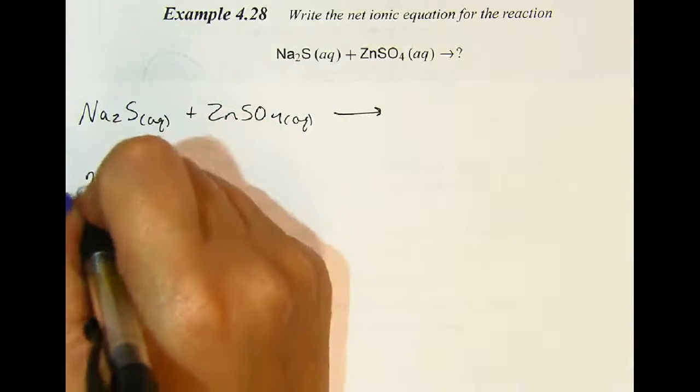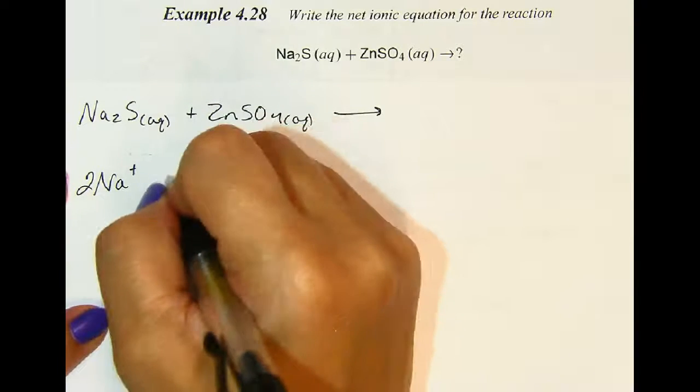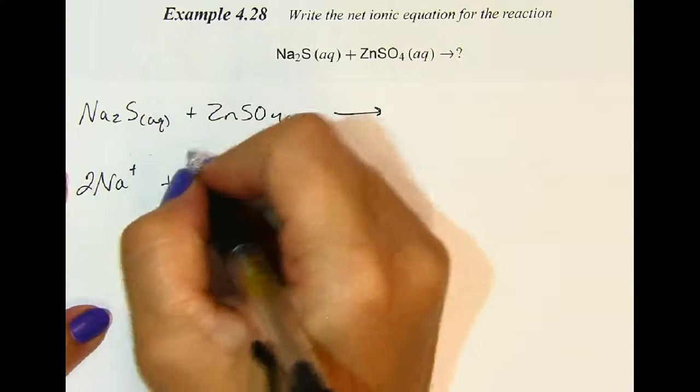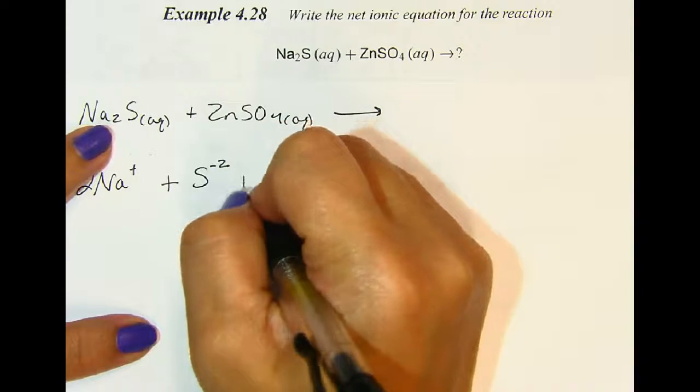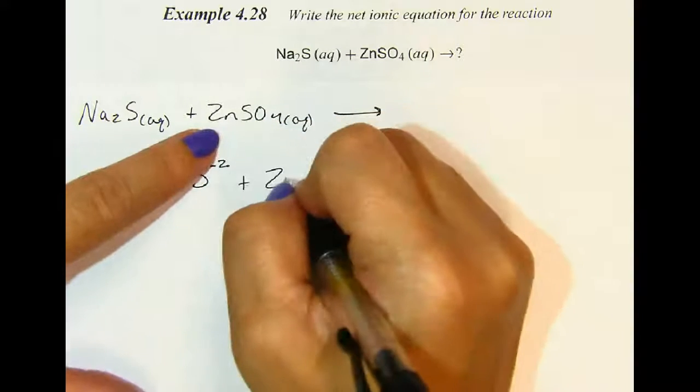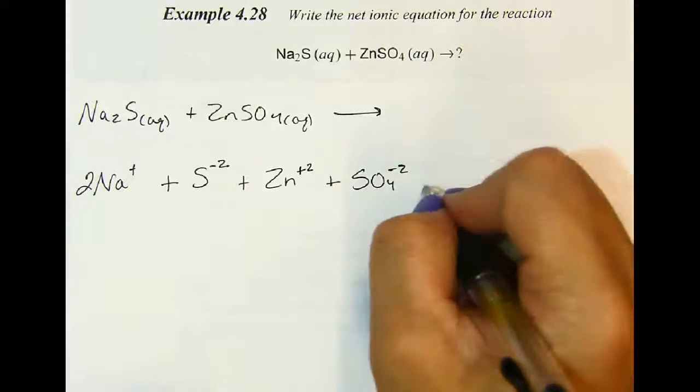You're going to have 2 sodium ions. You don't have to write the aqueous after everything. We're going to assume this is aqueous if they're broken apart into ions. You have 1 sulfide negative ion. You have 1 zinc ion. And you have 1 sulfate ion.